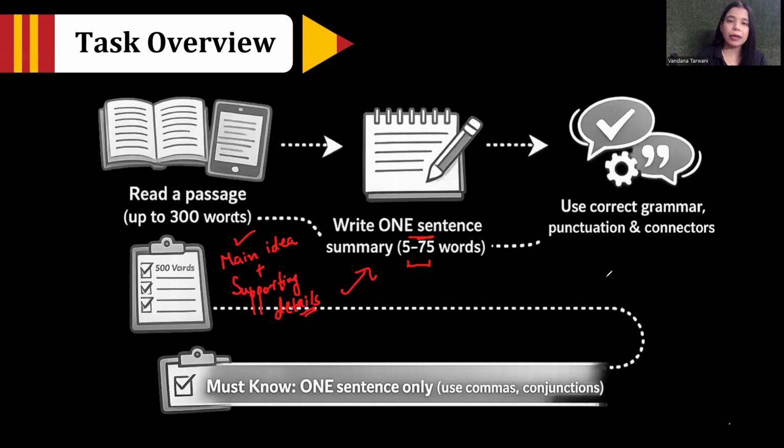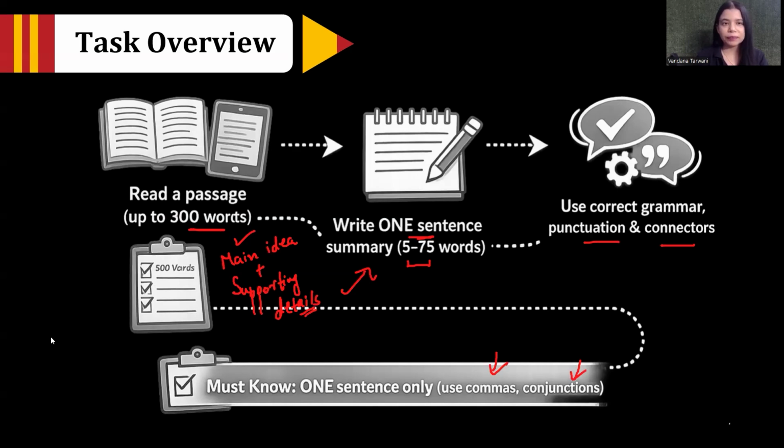And in this kind of task, when you have to convert this kind of lengthy text into just one single sentence, it becomes incredibly vital to use correct punctuation and connectors. So you should know the comma rules, the conjunction rules, and stuff like that to ace this question type.